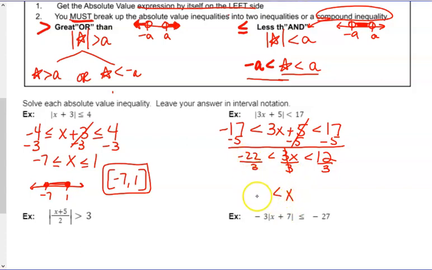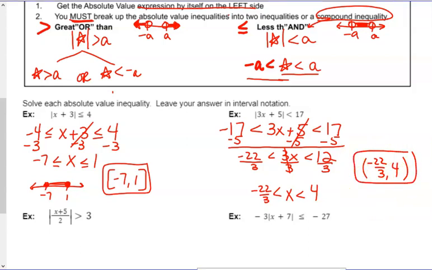This can't be reduced, and I can't even do anything with that negative. I got to keep that with me, but 12 divided by 3 definitely reduces to be a 4. So I want all numbers, not including these endpoints, but between -22/3 and 4. By interval notation, we're going to use parentheses because there's no equals. We're going to go -22/3, 4, and that is our final answer.